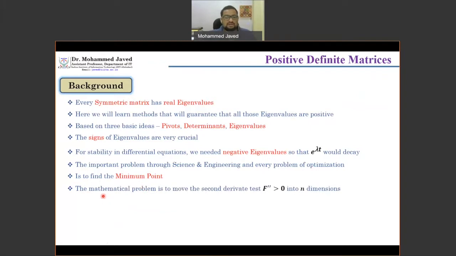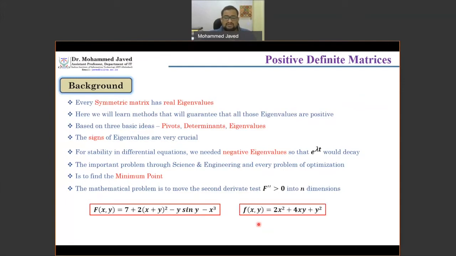The mathematical problem is to move the second derivative test, that is, f double dash, the second derivative, greater than 0, into n dimensions. Now, given two equations: capital F of x comma y equals 7 plus 2 into (x plus y) whole square minus y sin y minus x cube. And on the other hand, small f of x comma y equals 2x square plus 4xy plus y square. Now I ask you a question: whether these two functions have a minimum.